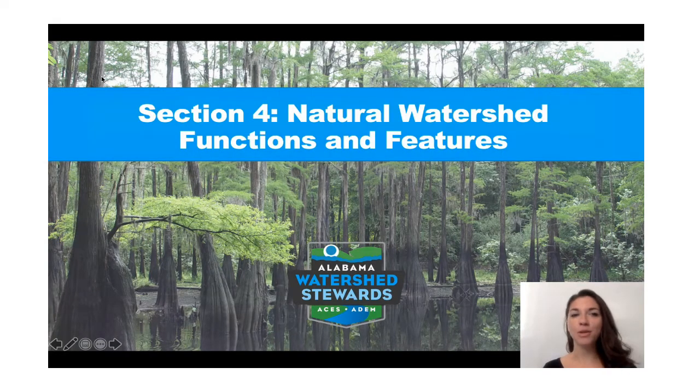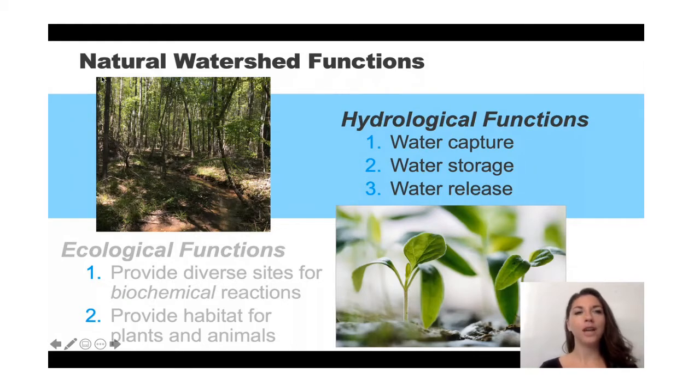Hi everyone, and now I'm going to lead you through Section 4, Natural Watershed Functions and Features. So natural watershed functions include both hydrological and ecological functions. With hydrological, we have water capture, water storage, and water release. The types of plants and soils and the geography, topography of a watershed influences how much of that water is captured and slowly infiltrated into the soil, how it's stored, and how it's slowly released back into surface or groundwater.